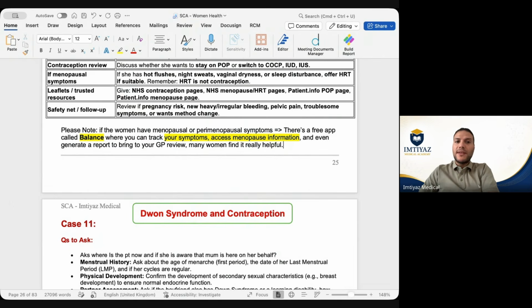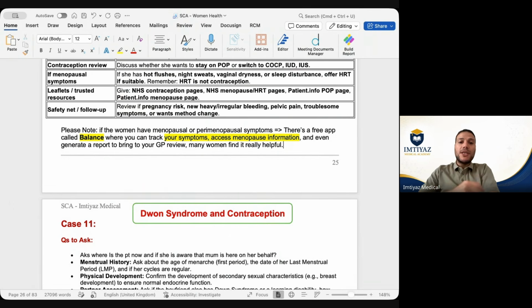Definitely don't forget safety net and follow-up in any case. If I didn't tell you while explaining the cases that you need to do safety net and follow-up, you still need to ask about ICE and impact; it doesn't mean you don't need to do that. If you forget safety net in your SCA exam, there is a high chance you will fail the station. That's why it's very important.